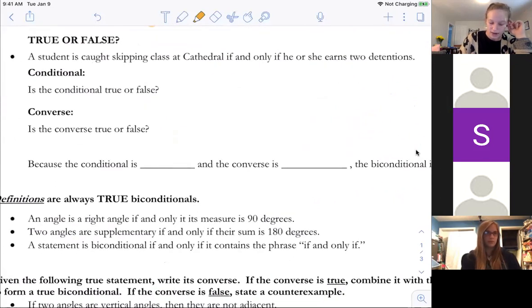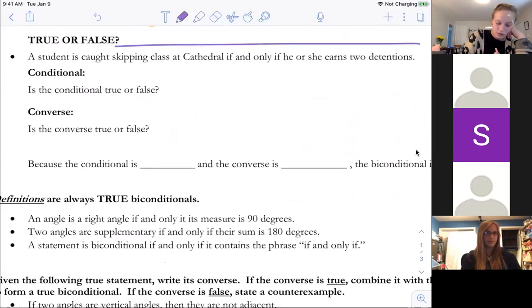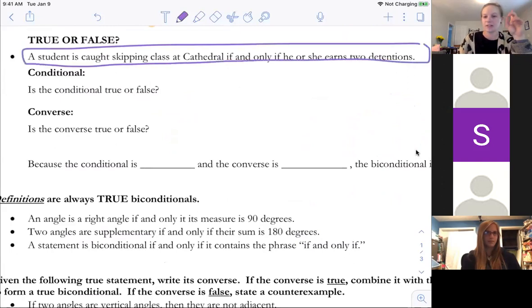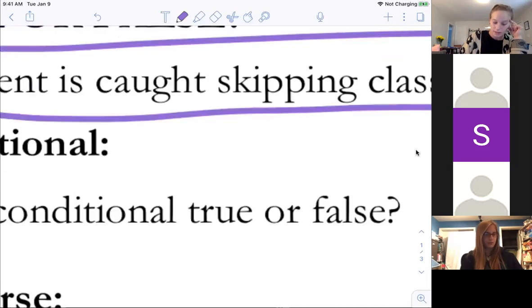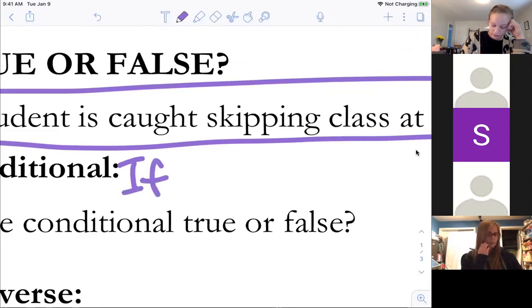So we're going to decide whether this statement right here is true or false. In order to decide that, I have to see what its conditional is, decide if that's true or false, see what the converse is, and decide whether that's true or false. This says, a student is caught skipping class at Cathedral if and only if he or she earns 2 detentions. For the conditional, you just keep it in the same order. I would say, if a student was caught skipping class at Cathedral, then he or she earns 2 detentions. As I write that conditional, you decide whether it's true or false.